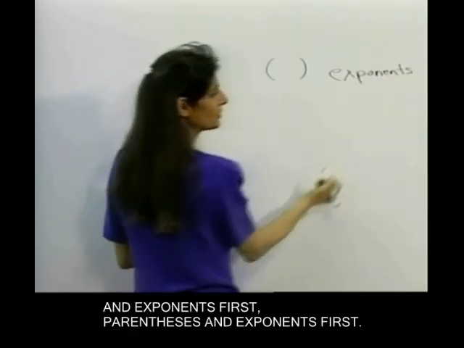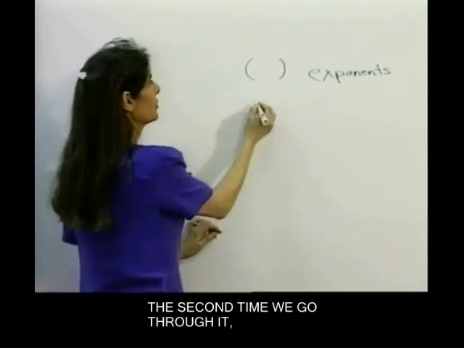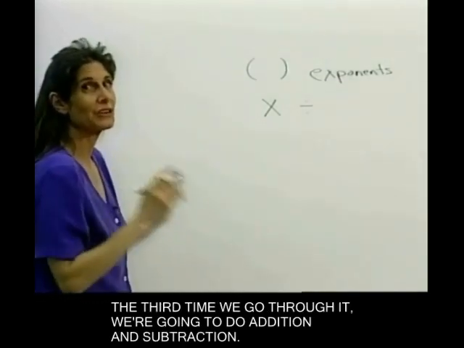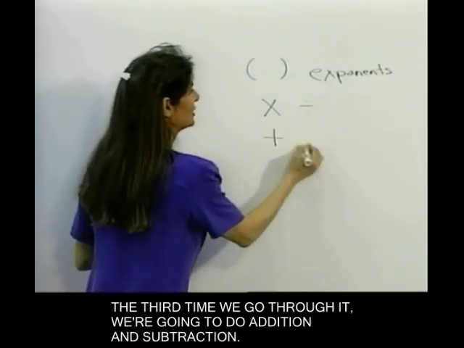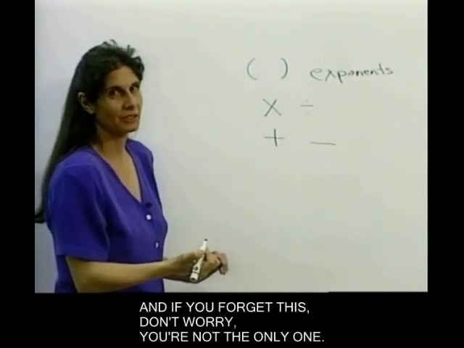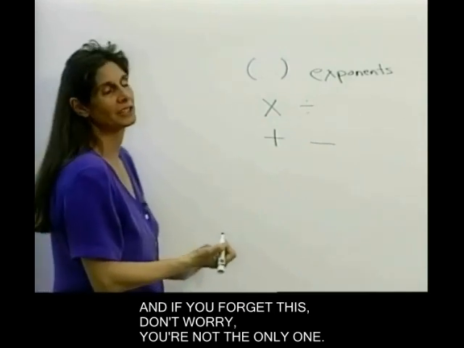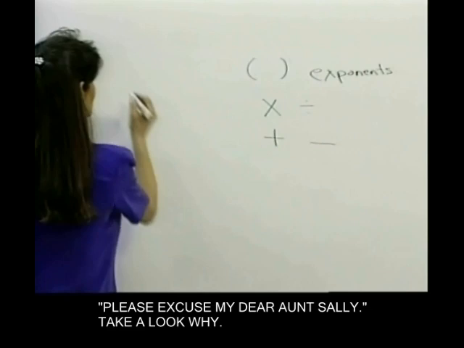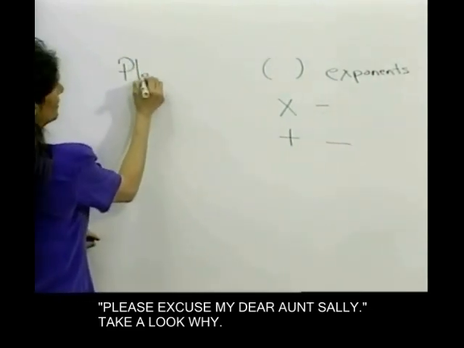Parentheses and exponents first. The second time we go through it, we're going to do multiplication and division. The third time we go through it, we're going to do addition and subtraction. And if you forget this, don't worry, you're not the only one. Someone invented a great mnemonic device, and they say, please excuse my dear Aunt Sally.